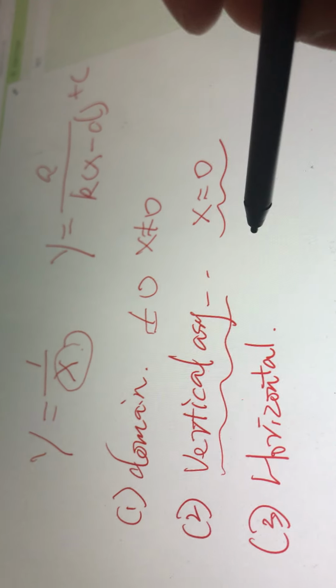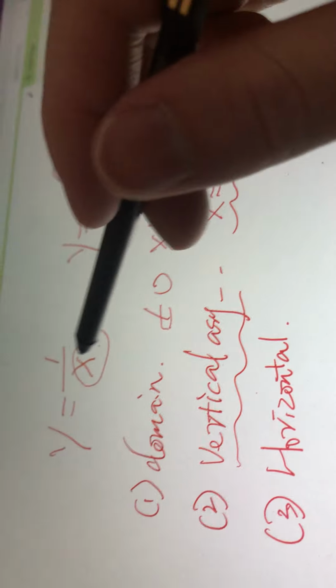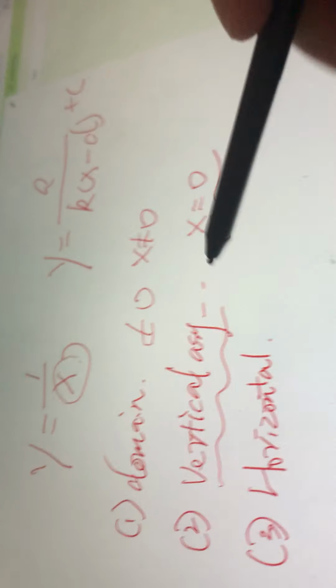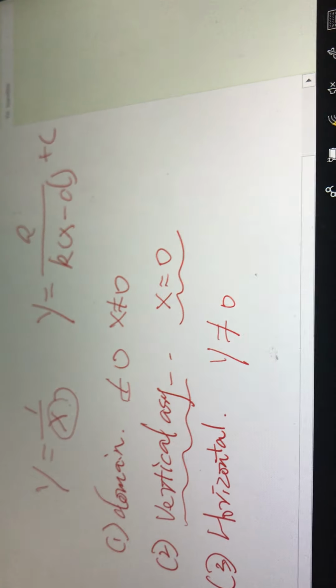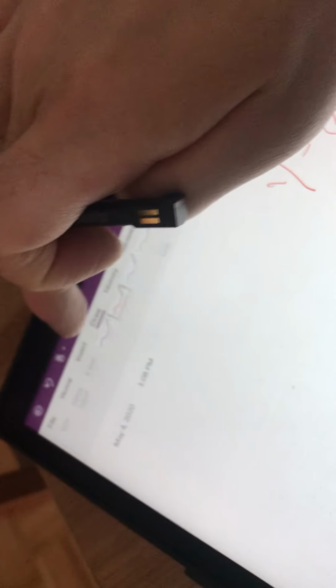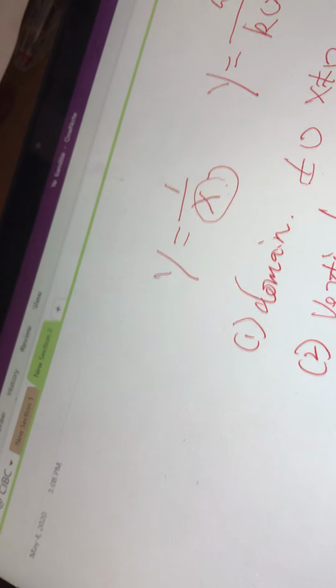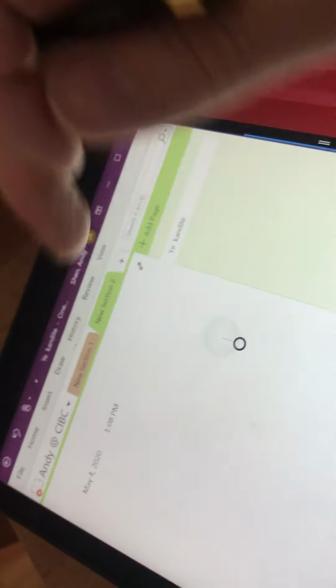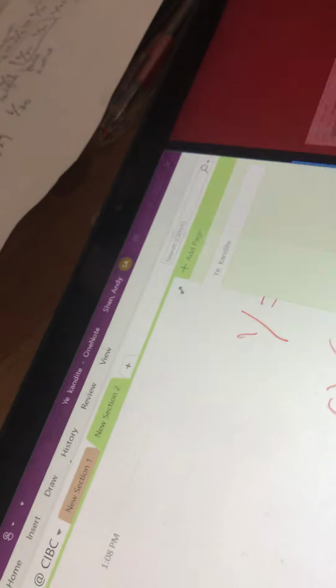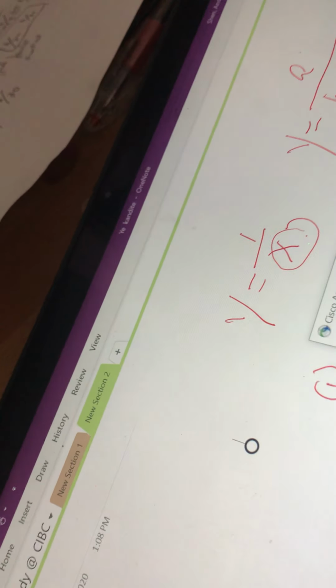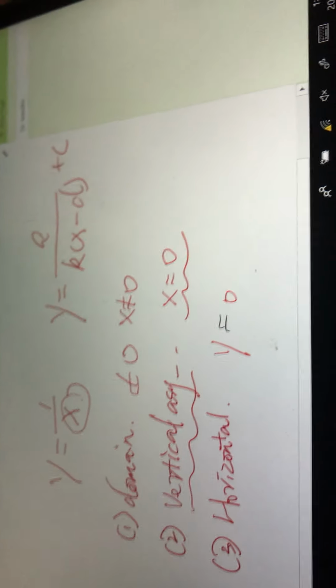Horizontal asymptote is based on the y. Here, since x cannot be 0, the y cannot be 0. So the horizontal asymptote cannot be 0. Oh, sorry. Horizontal asymptote equals 0. Sorry. Okay, equal to 0.